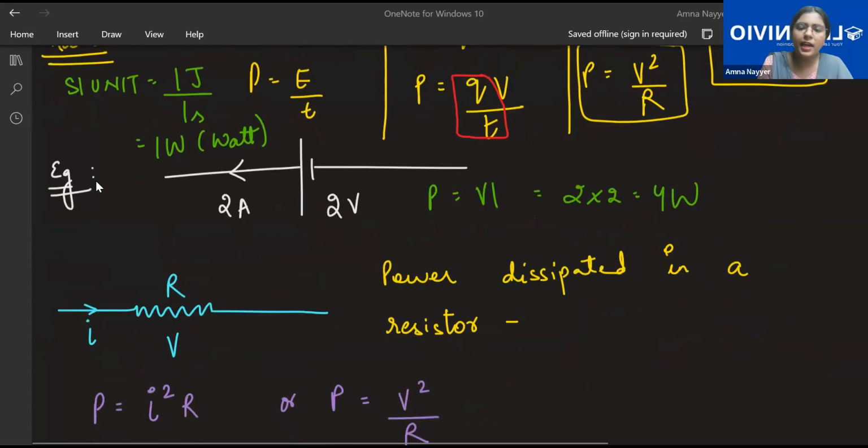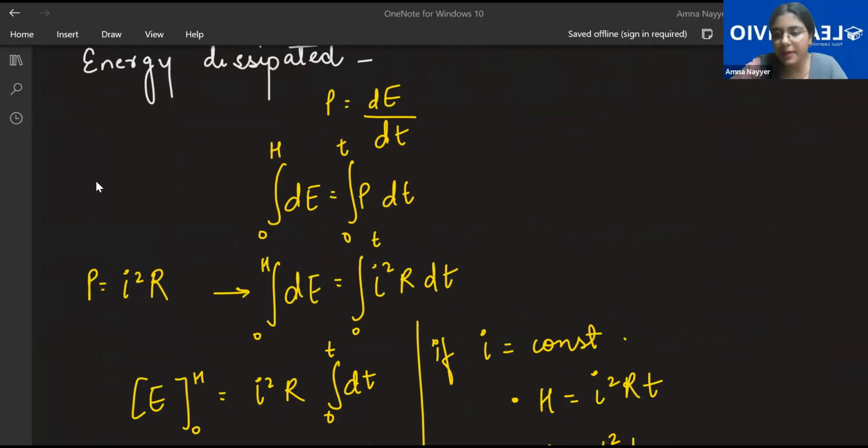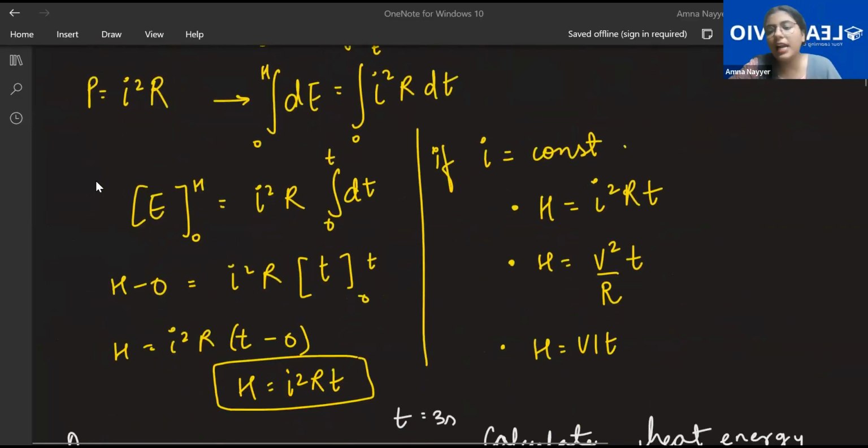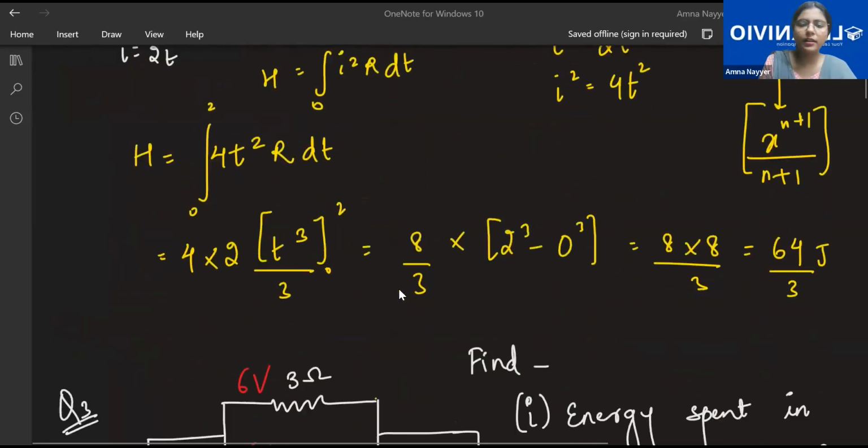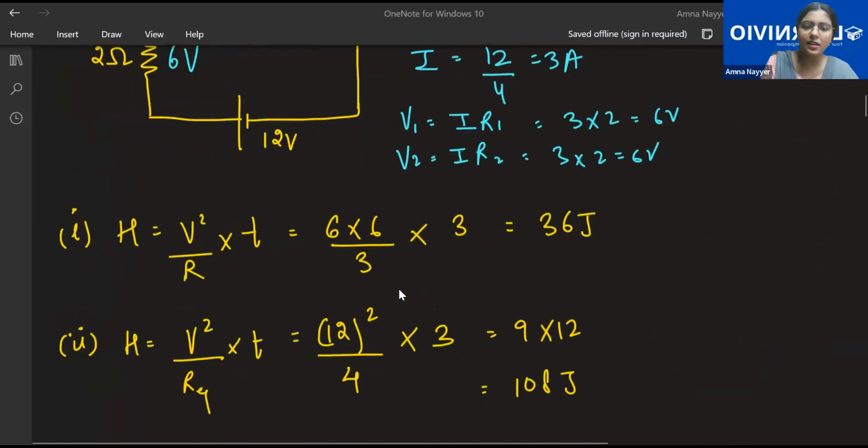Then we have started with the energy dissipation. So heat energy that is dissipated when the electrical appliances are connected, it is I square RT. Okay. So H is equal to I square RT, H is equal to V square by R into T, H is equal to V into I into T. Basically, you multiply power with time. So this was a small derivation about it, and that's all what we have studied in the last class.